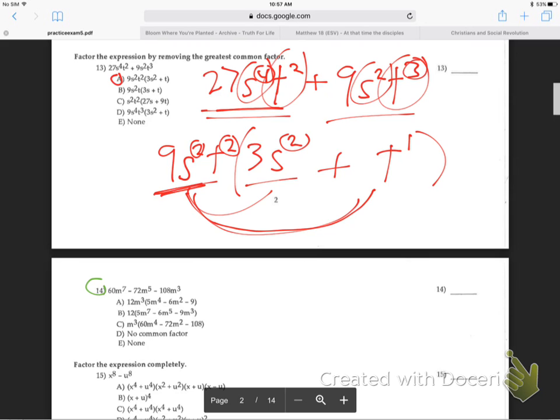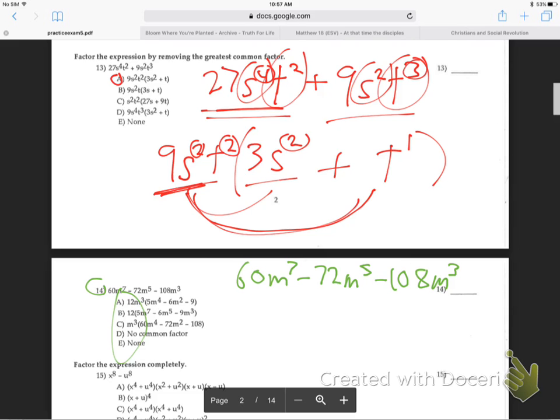So 14, 60, this is weird looking. M to the 7th minus 72, m to the 5th minus 108, m to the 3rd. Okay, look here, GCFs. There's some GCF action going on. They have some stuff in front of the parentheses, don't they? Pretty much as you look at them, take the greatest common factor, right?